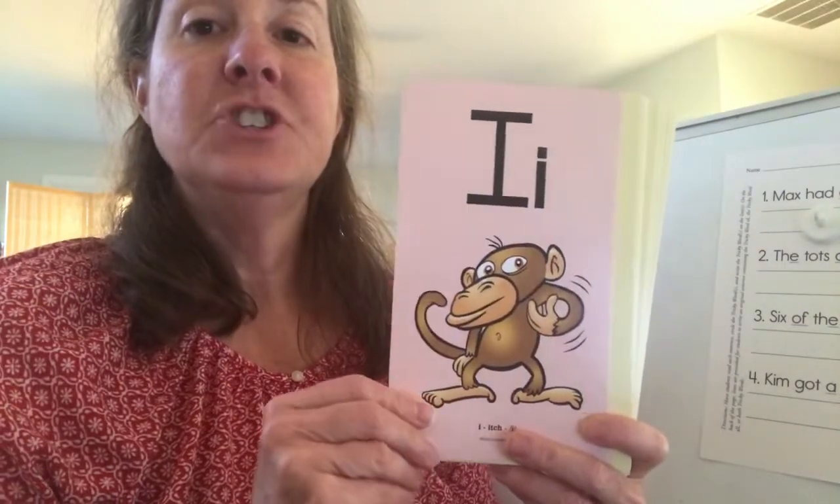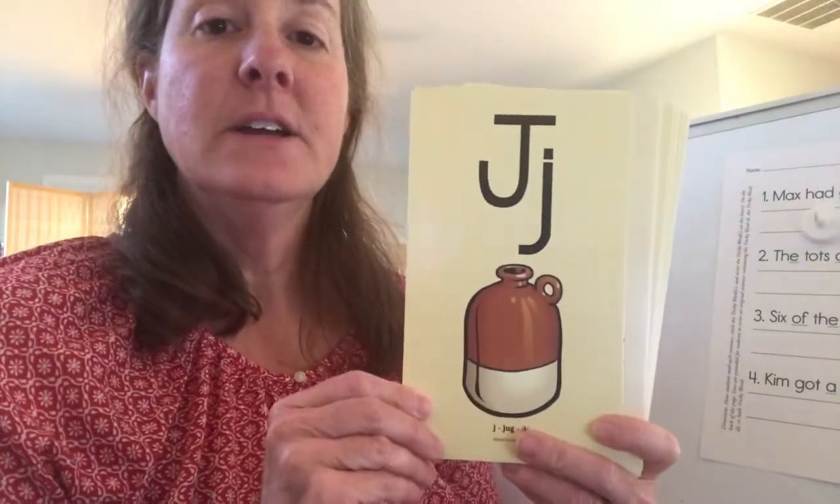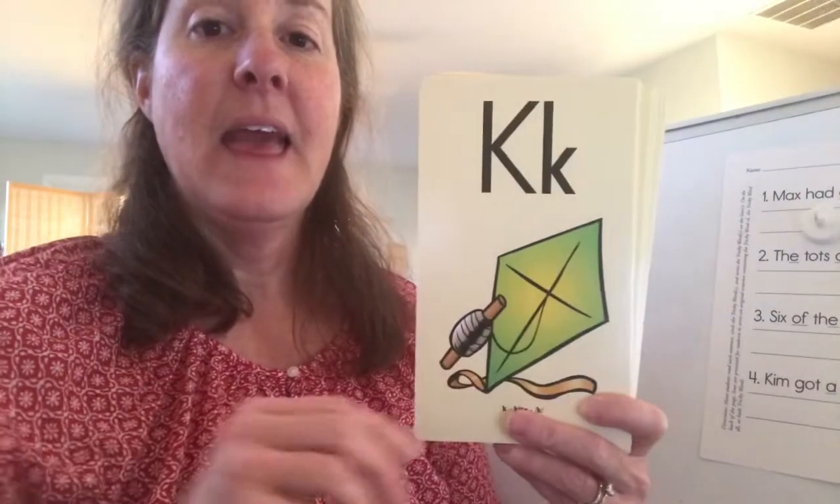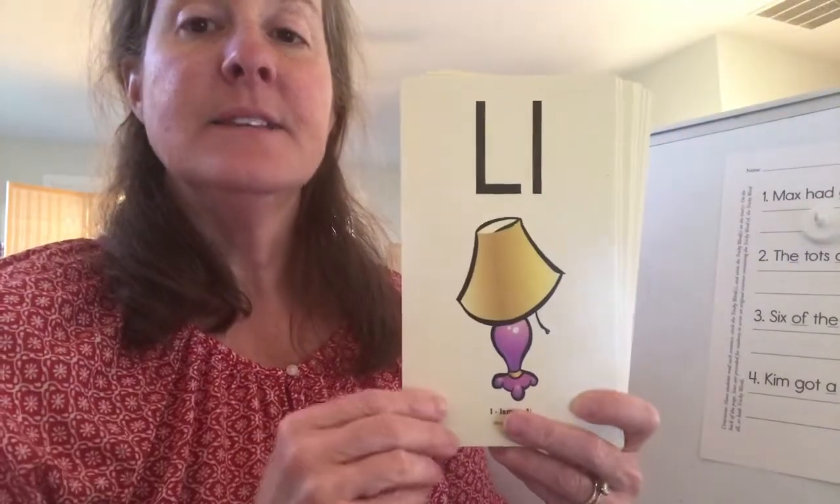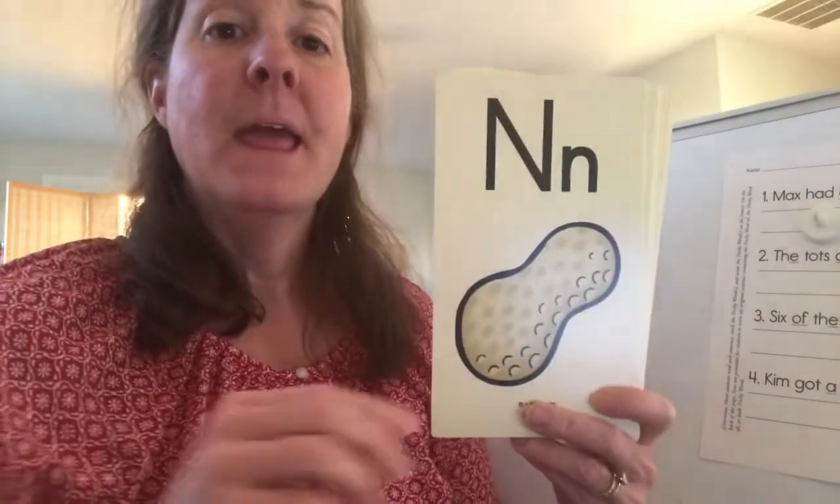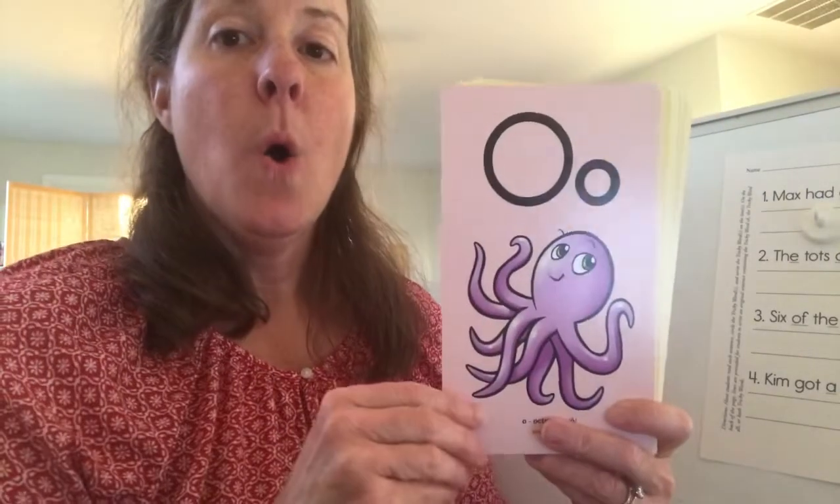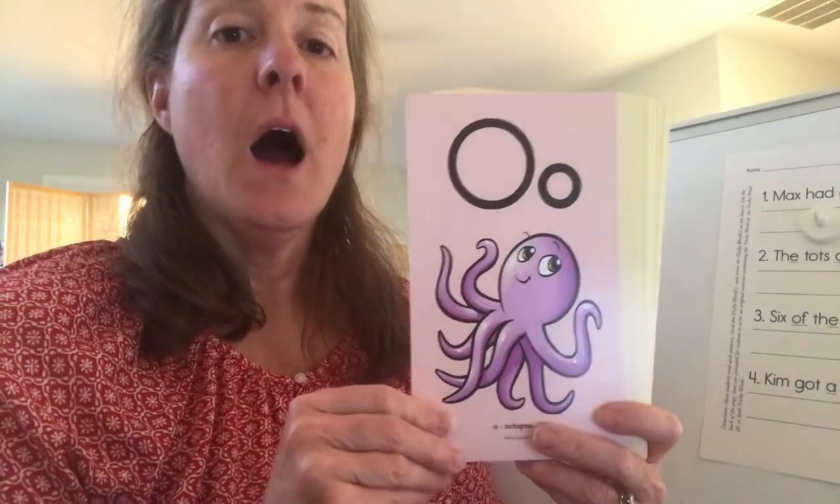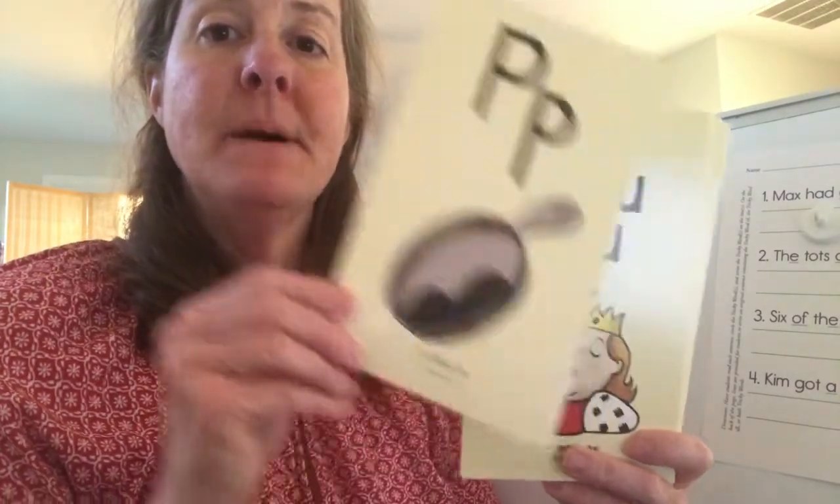I is for itchy, /i/. J is for jug, /j/, /j/, /j/. K is for kite, /k/, /k/, /k/. L is for lamp, /l/. M is for man, /m/. N is for nut, /n/. O is for octopus, /o/. P is for pan, /p/, /p/, /p/.